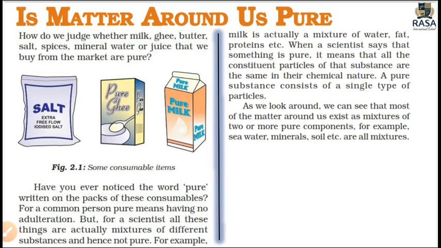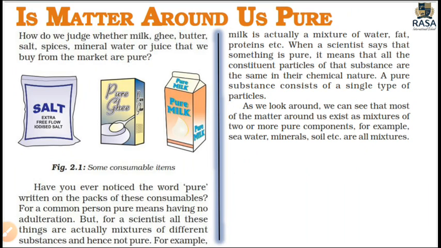When we purchase things from the market like milk, ghee, butter, salt and many other things, as in the picture, you will find some consumable items: salt, pure ghee, pure milk. So what this word pure gives the idea of is that no other substance is mixed in it. Apart from milk, nothing else is mixed in it. It means it is adulterant free.